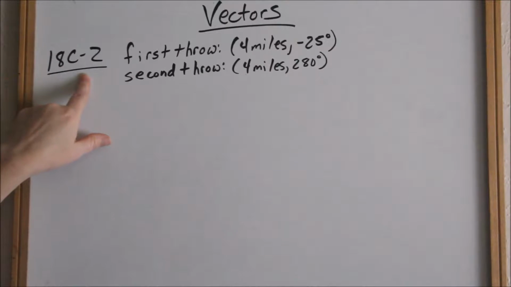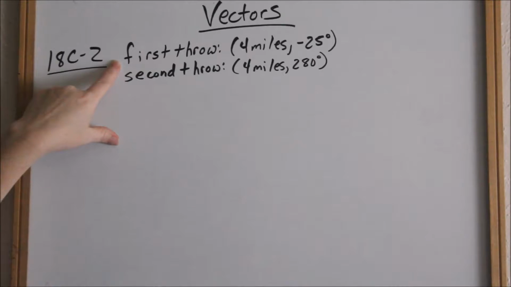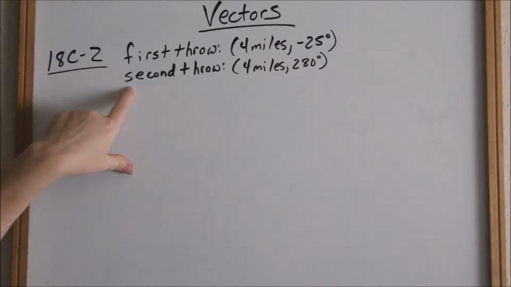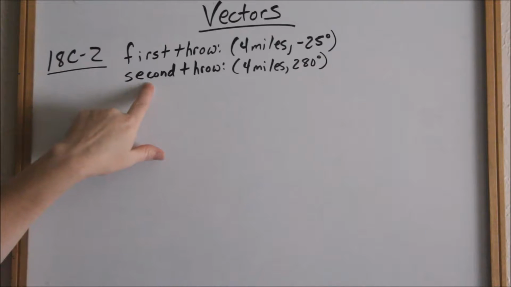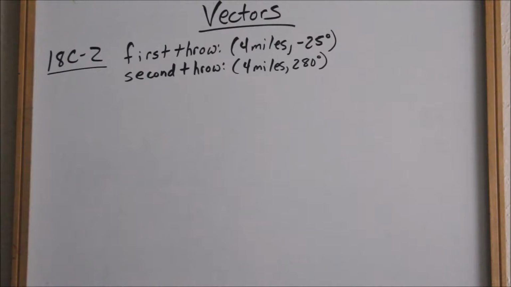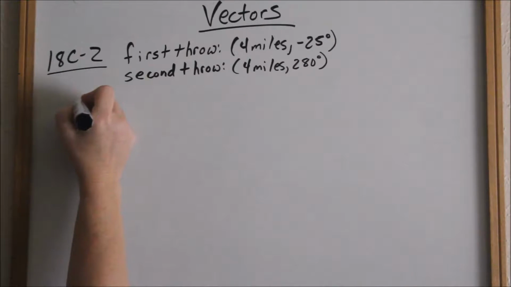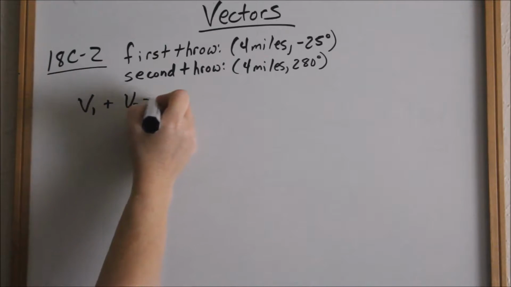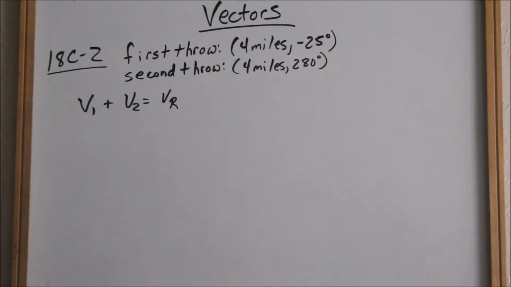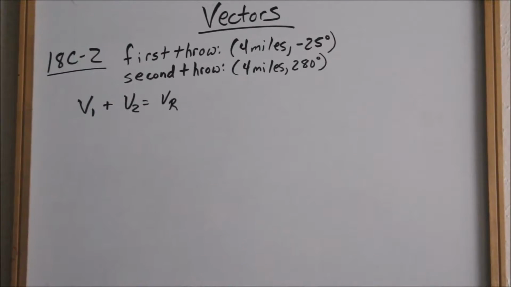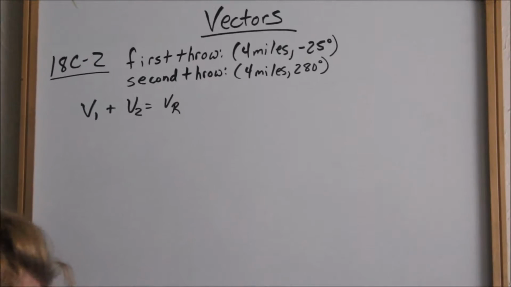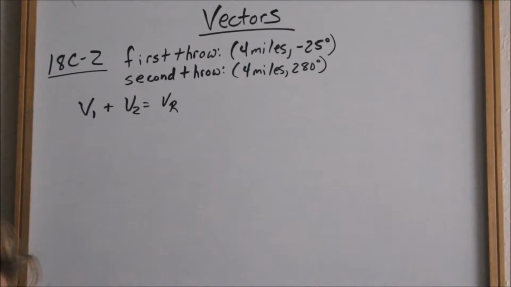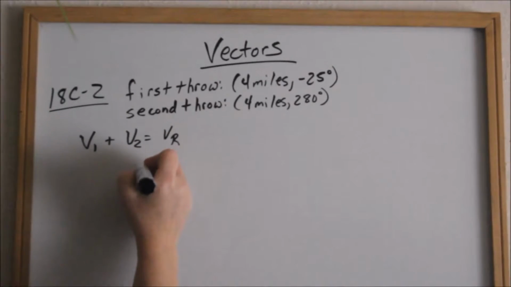Okay, we're looking at 18C2. We've been given a first throw and a second throw, and we are wanting the resultant. When you're given the first and the second, you basically are adding those two vectors together to get your resultant vector. So basically vector 1 plus vector 2 is equal to the resultant vector, when you're given a first throw and a second throw. My recommendation is to always draw a picture.